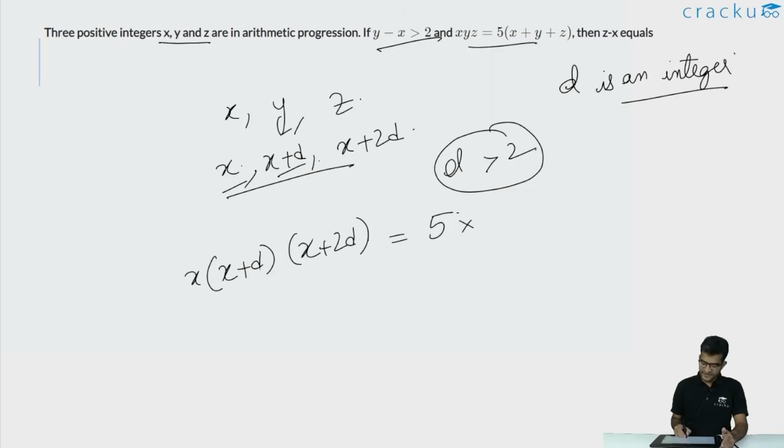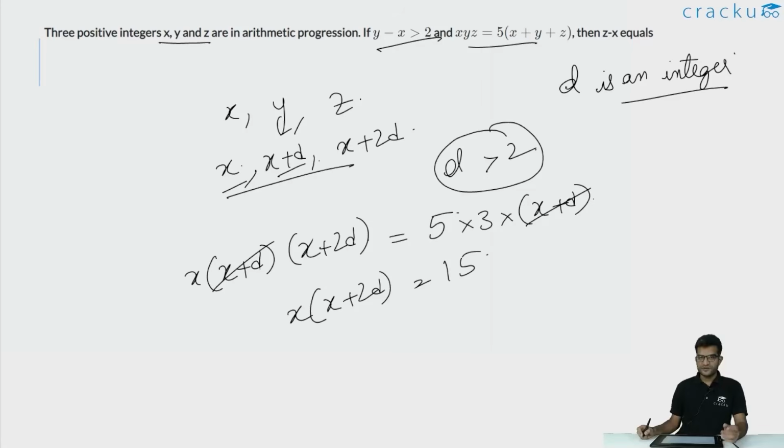So this is 5 into 3 into x plus d. You can cancel x plus d on both sides. So this would imply that x into x plus 2d is equal to 15. We know that x is an integer and x plus 2d is also an integer. Both of them are positive integers. So both of them have to be factors of 15.